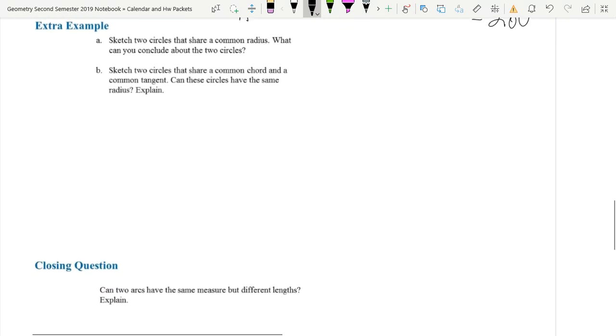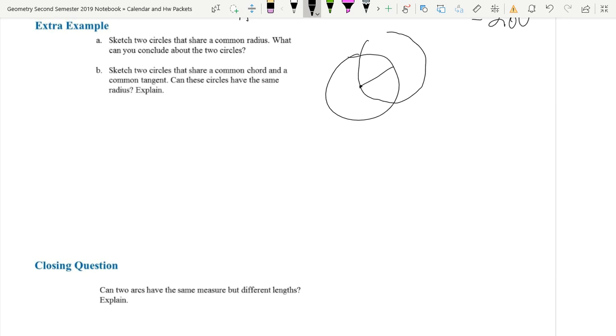Let's go ahead and do some sketching. Sketch two circles that share a common radius. A common radius means they have the same radius. So let's go ahead and draw one circle. Here's a radius, and then another circle that has the same radius. It's kind of tricky, but you'd draw a circle right about there. We'll call this point P and this point Q. And so circle P and circle Q have the same radius. Because they have the same radius, we can assume that they are congruent circles.